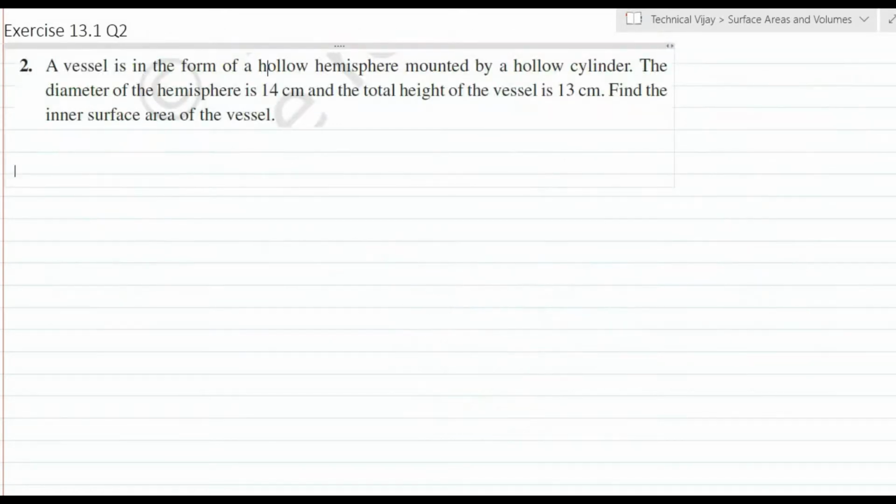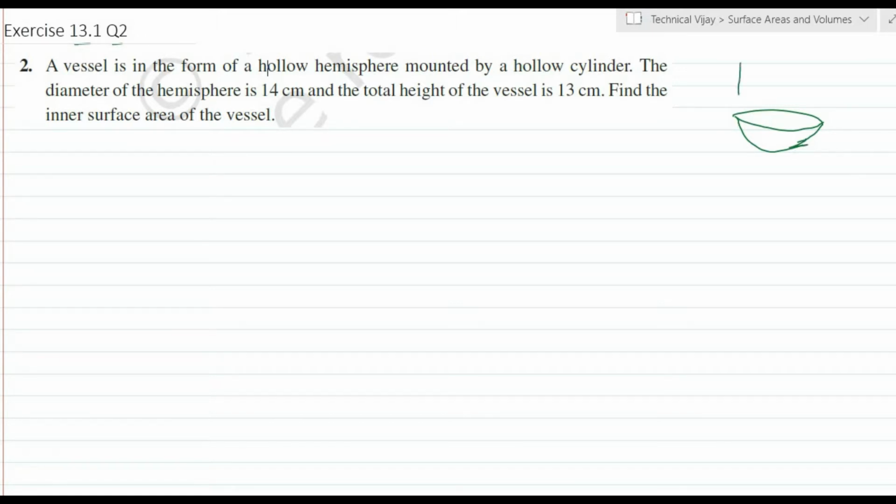Exercise 13.1, question number 2. Here a vessel is in the form of a hollow hemisphere mounted by a hollow cylinder. Here this is a hollow hemisphere. So the hemisphere is like this. This is the rough diagram. This is the hollow hemisphere and it is mounted by a hollow cylinder. There is one cylinder put on this one. So this is the hollow cylinder.